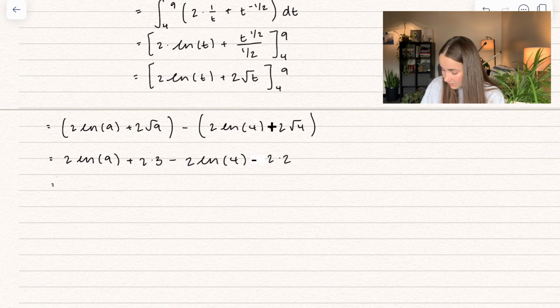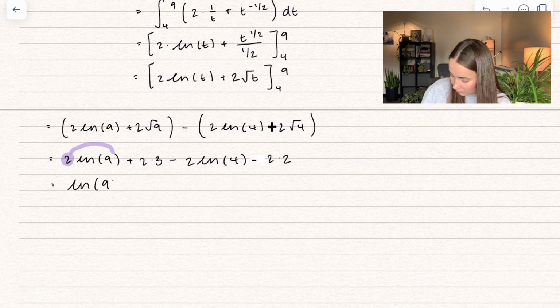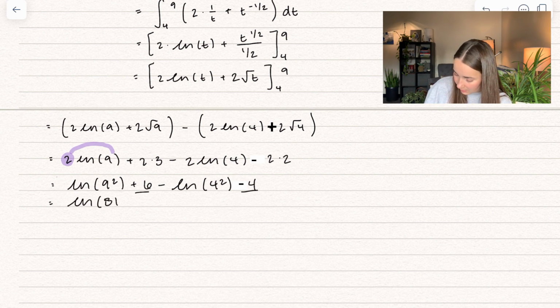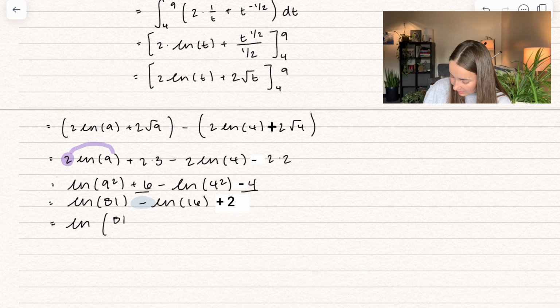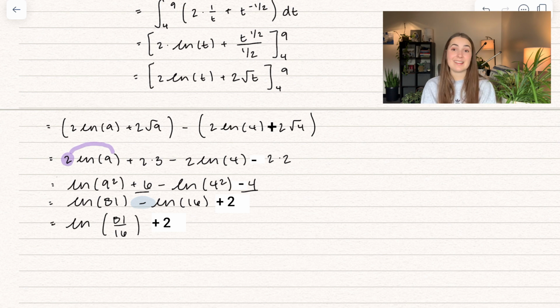Okay, so what I'm going to go ahead and do first is exponent rules for natural logs. So that means this 2 gets to come up as the exponent for the 9. So that becomes the natural log of 9 squared plus 6 minus the natural log of 4 squared plus 4. So let's go ahead and add that 6 and 4 together. We get the natural log of 81 minus the natural log of 16. So I'm going to go ahead and use another natural log rule. When we subtract natural logs, really what we're doing is we're dividing them. So that becomes 81 divided by 16. And I don't know any common multiples between 81 and 16, so I think that's as simplified as we're going to get.